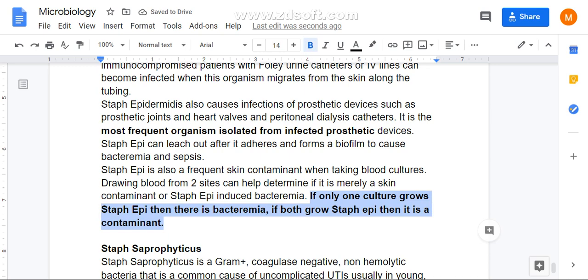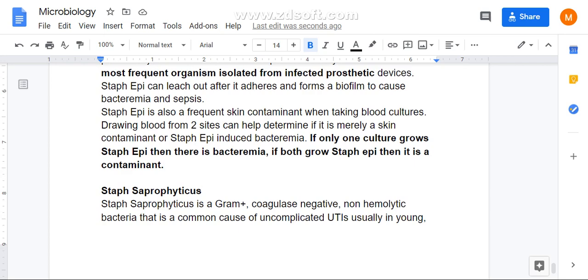But yeah, that's that, right? Okay, so the last thing now is Staph saprophyticus. There's nothing really to note about it, but I guess the most important thing to note is that it causes UTIs in young sexually active women.